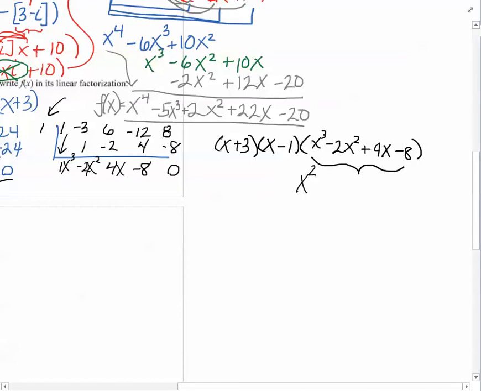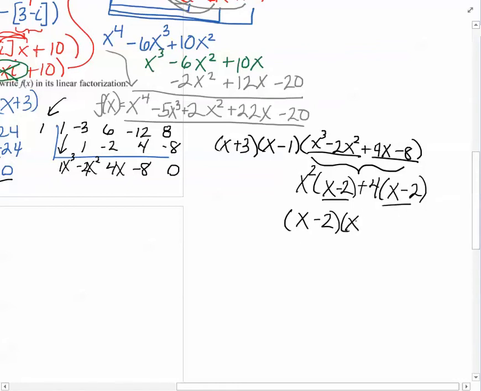You pull out a GCF out of a pair. So the first pair here, I can take out an x squared, and then I can see in the second pair we can take out a 4. And then you have the same binomial here, which is like a GCF, and you pull it out. So there's your x minus 2, and then what remains is an x squared plus 4.